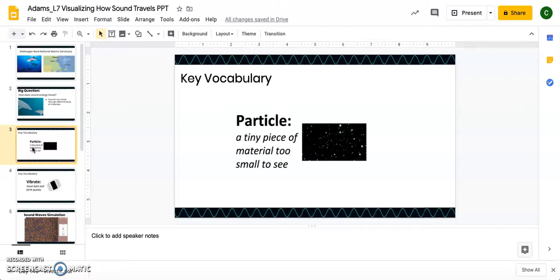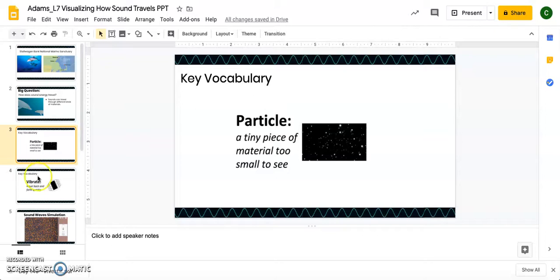Let's go ahead and get into our first vocabulary word for today, which is particle. What does particle mean? Particle is a tiny piece of material too small to see. We're going to get into the text as well as our simulation today to look at some particles. Hint, hint, nudge, nudge, when we think about that simulation and what those dots represent.